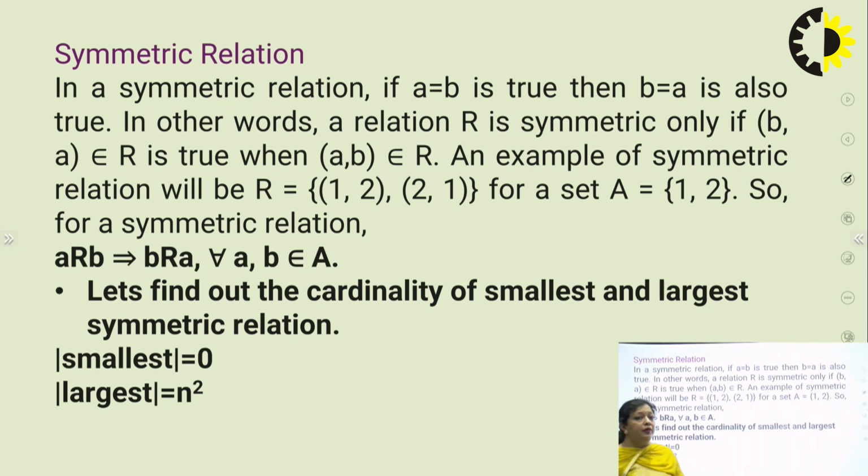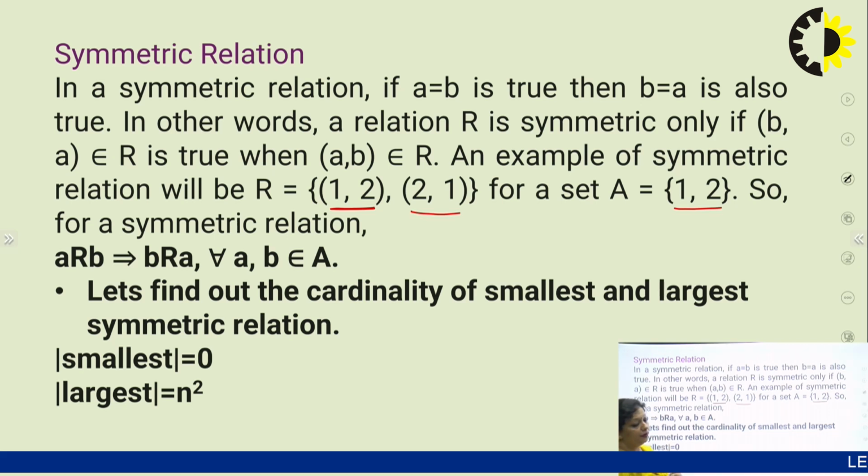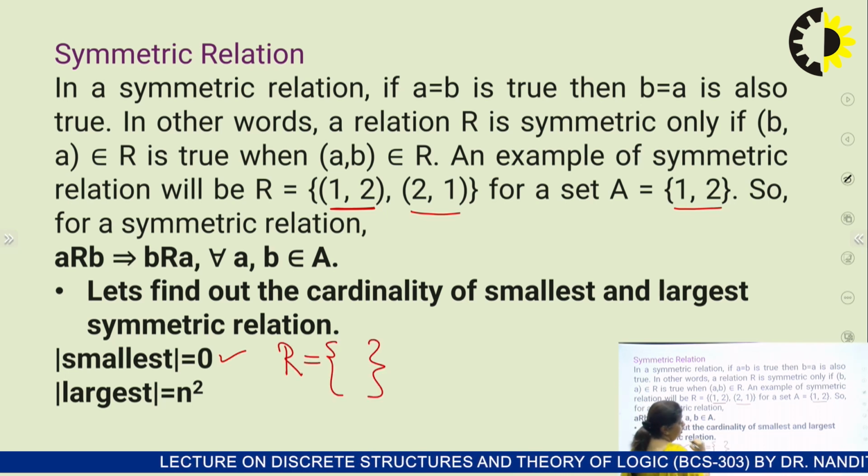As an example of a symmetric relation, if my relation R has the pair (1, 2) and it also has the pair (2, 1), then I can say that this relation is symmetric for a set A which contains the two elements 1, 2. Now let's find the cardinality of the smallest and largest symmetric relation. Suppose there is no element in my relation. By default it is symmetric, because only if I have an (a, b) pair will I look for a (b, a) pair. So the cardinality of the smallest symmetric relation is going to be 0, because a relation with no element is by default symmetric.